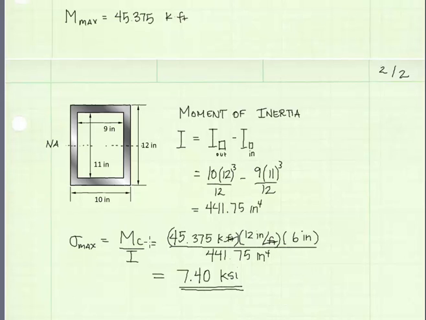C is the distance from the neutral axis to the furthest spot away vertically on our cross section. Because our cross section is symmetrical about the neutral axis, we can go either direction. So our value for C is going to be half the height, which is 6 inches. And I is our moment of inertia, which we found previously, and we can calculate our maximum stress as 7.4 KSI. And we're done.